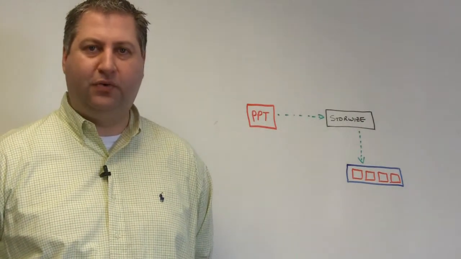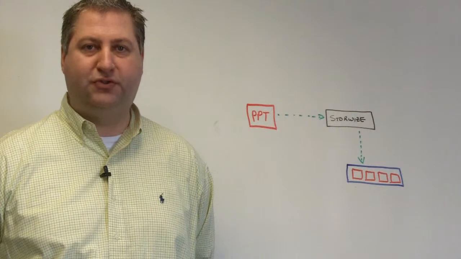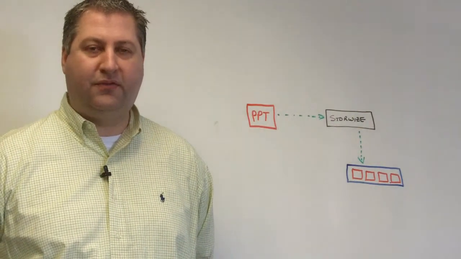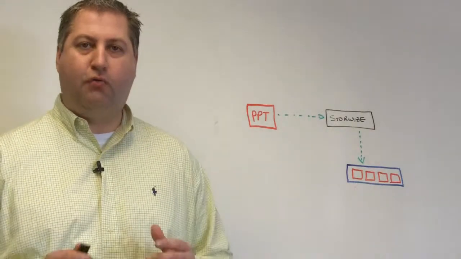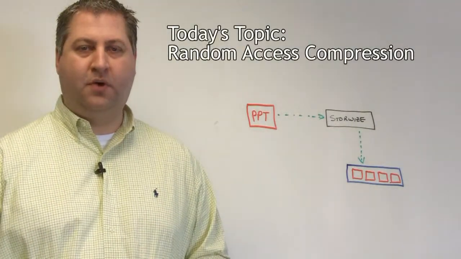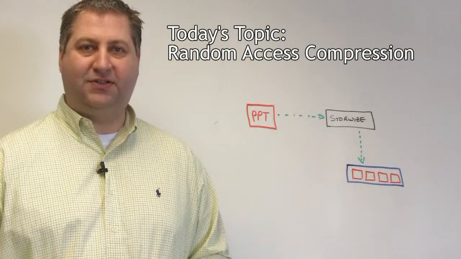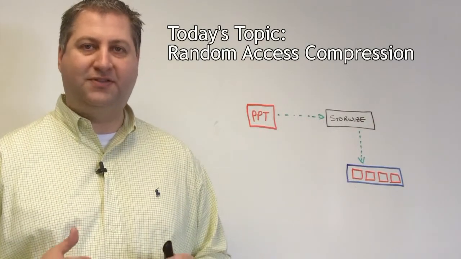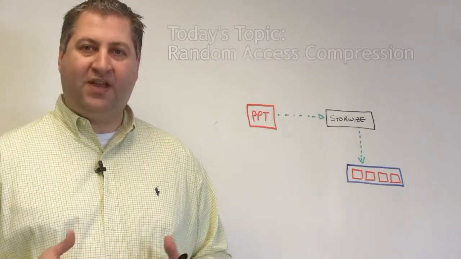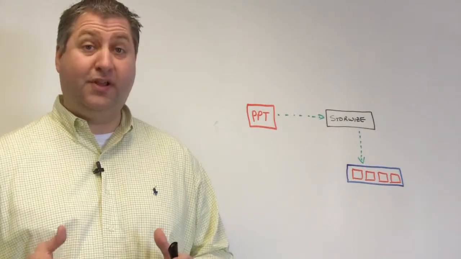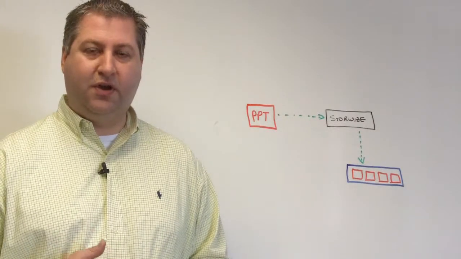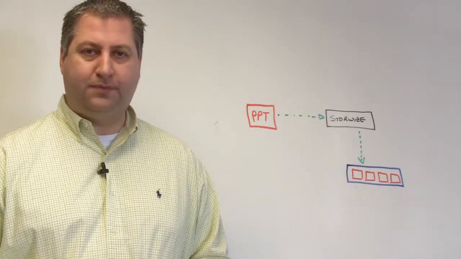In our past few videos, we've talked about real-time compression for Storwize as a part of our secret sauce. One of the other components of our secret sauce is what we call random access compression. What do we mean by random access compression? We know what random access storage is, but what's random access compression? The nice thing about random access compression is it really aligns with random access storage because that's how data is actually written in the real world.